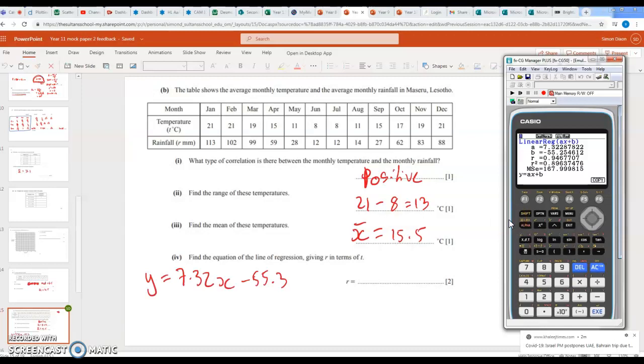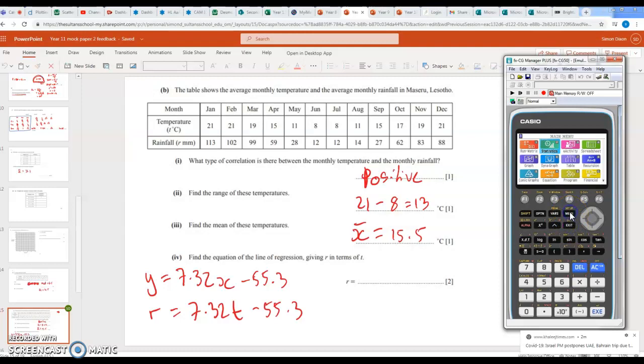7.32x minus 55.3. But there is no y and x in this equation. There's t and r. So the equation is r is equal to 7.32t minus 55.3. Okay?